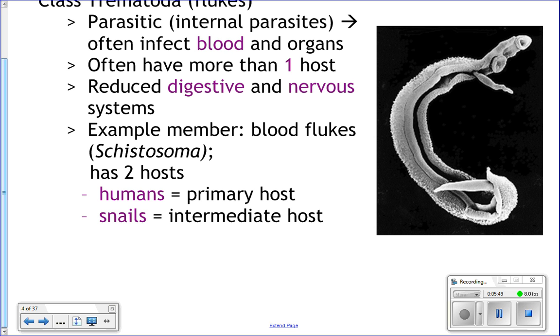So when they burrow through your skin, yeah, you'll have itching, and you may have little red bumps where they actually burrowed through. So you could probably tell where they got in. Yeah. So it's not going to be pleasant.